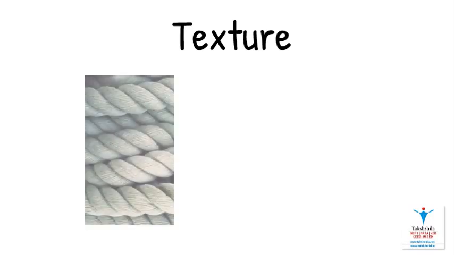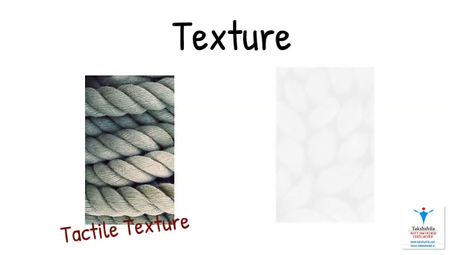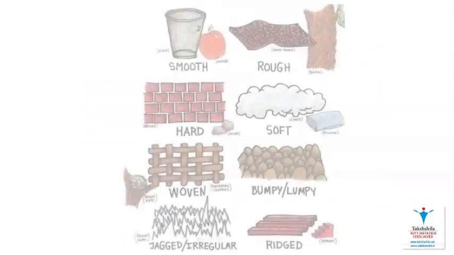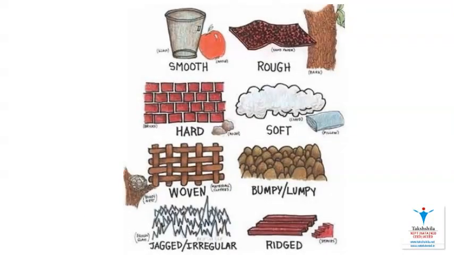The next element of design is texture. Texture means how an object feels when it is touched, or how it may feel if it is touched. There are two kinds of textures: tactile texture and visual texture. Tactile texture refers to the actual texture of the surface. You may find this kind of texture on sculptures or collage. Visual texture refers to how a surface appears or looks through vision. Textures can be of many kinds: smooth, rough, hard or soft, woven or bumpy, or irregular or regular.